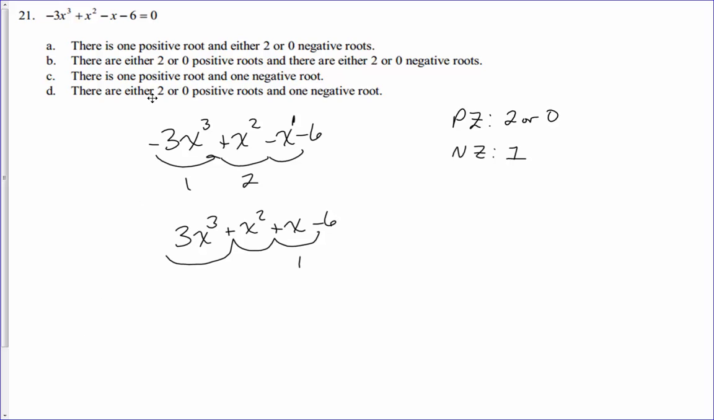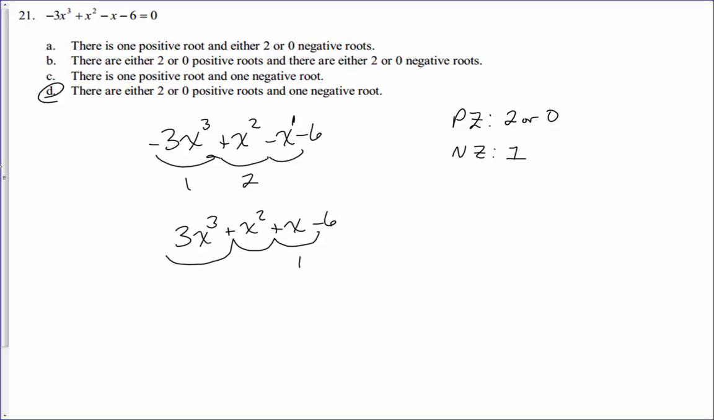All right. So let's see, which one of these says that? There are either 2 or 0 positive zeros and 1 negative. So bam, the answer is D. Because remember, root or zero means the same thing. Root or zero means the exact same thing.